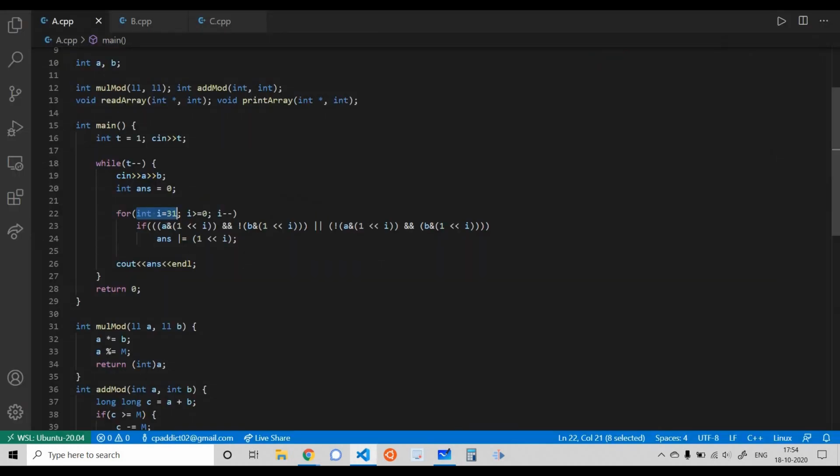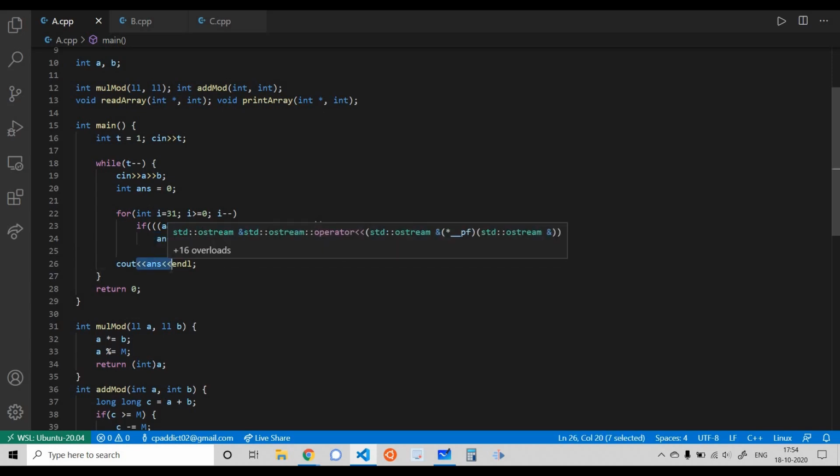So yes, I'm checking whether one of them is set and the other one is not set. In this case, the ith bit of a is set and the ith bit of b is not set, and this is vice versa. If one of these two conditions is satisfied, then I simply add that particular magnitude to my answer, and at the end I'm printing the answer. That's all for this problem.